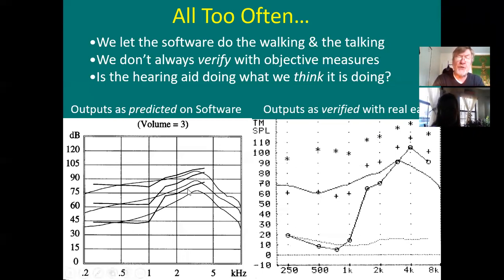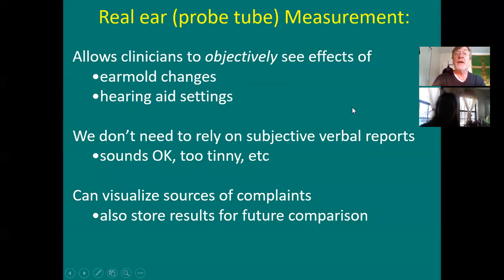But the thing to look at here is this. While the software on the left said you were pretty close to DSL-4 targets because we chose DSL-4 on the software, in reality, look at how far you were short of the plus sign. Not 4 dB, not 14 dB, something like 40 dB. You know what I'm saying? This is why you verify with Real Ear.